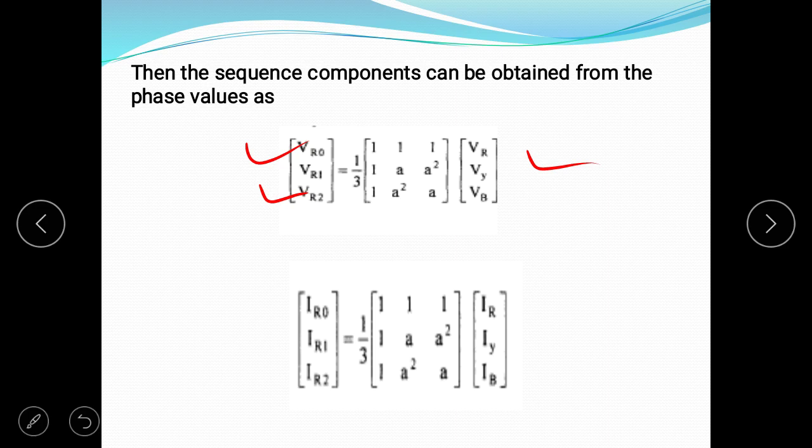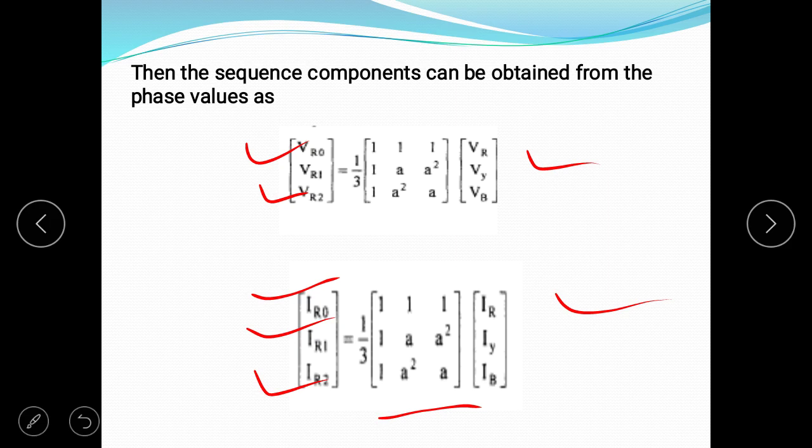Similarly for current, the sequence component matrix is IR0, IR1 and IR2. Matrix C inverse is 1/3 1 1 1, 1 a a square, 1 a square a, times IR, IY, IB, that is the phase component matrix. Now from this matrix we can find the value of sequence components when phase components are given.